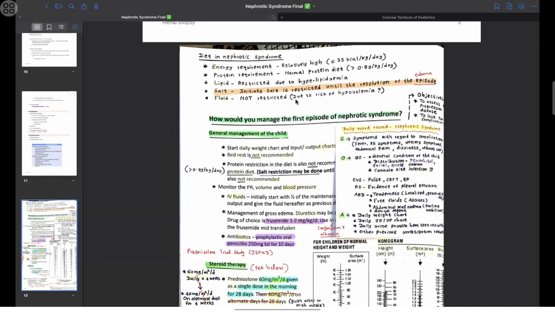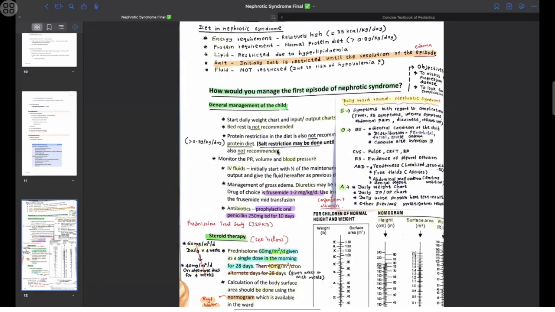Then salt. Remember, you restrict the salt only when the child is in the edema episode. Once the edema is resolved, you can give salt. So salt is only restricted during that edema episode. Then fluid is not restricted, so we give fluid as normal as possible.